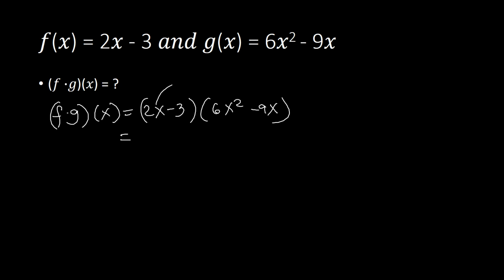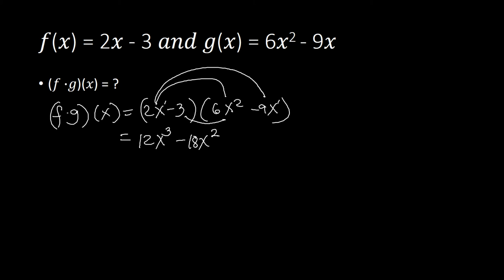Doing the FOIL method, first term first. So 2 times 6, that's 12. X times x squared, 1 plus 2, that's 3. So we've got x cubed for this. Then we do our outer terms. So 2 times negative 9, that's negative 18. X times x, we're adding our exponents. So we've got x squared for this one.